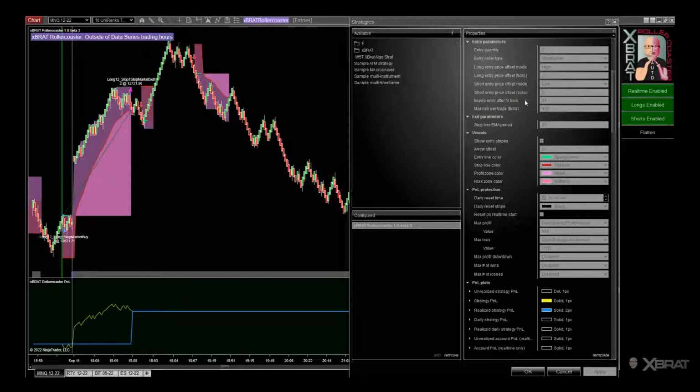The order will expire after 15 bars. So if we look on the chart here on the left, if we get an order here and it doesn't break or get into the trade in 15 bars, it gets cancelled.